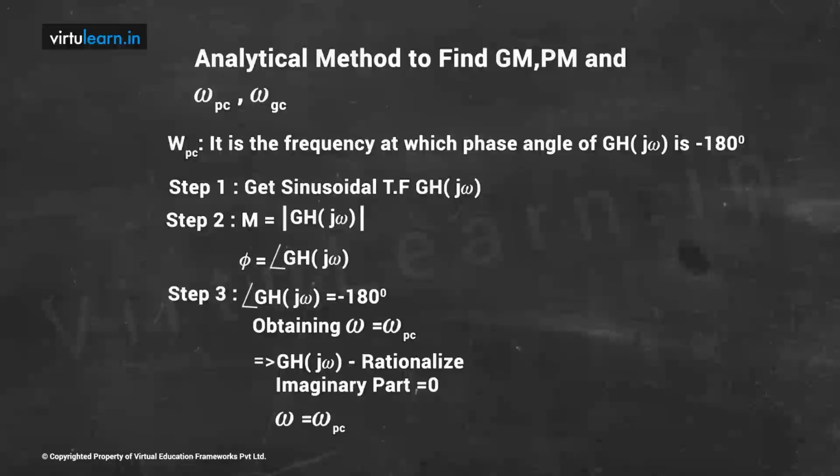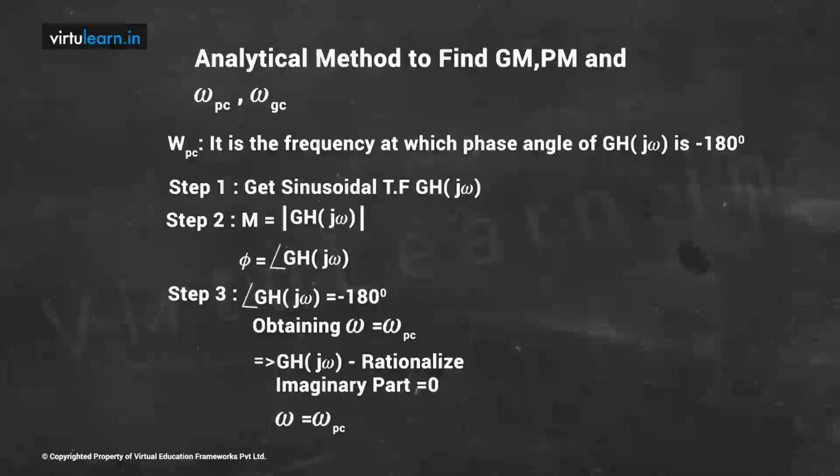Then how to find that? For the given transfer function GH of s, substitute s equal to j omega, and get the sinusoidal transfer function GH of j omega in terms of j omega. Then for GH of j omega, write the magnitude and phase angle expressions. Once you write the magnitude and phase angle expressions, we know that at omega PC the phase angle is going to be minus 180 degrees. So take this phase angle expression, equate it to minus 180 and solve for omega. That omega is omega PC, which is the phase crossover frequency.